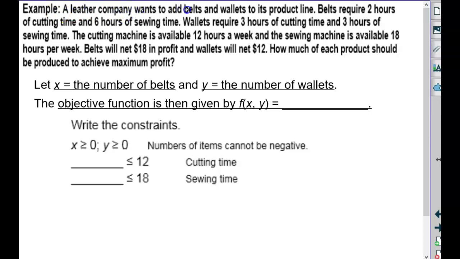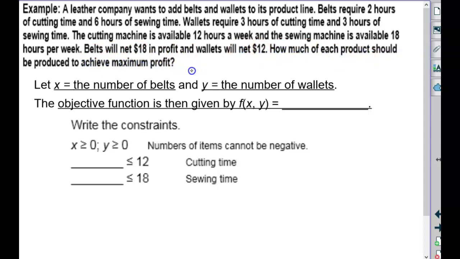A company wants to add belts and wallets to its production line. They make leather products right now. A belt requires 2 hours of cutting time and 6 hours of sewing time. Wallets require 3 hours of cutting time and 3 hours of sewing time. The cutting machine is available 12 hours a week, okay? So maybe we're using that to make some other leather product right now, but it's free 12 hours a week. And the sewing machine is available 18 hours a week. Belts would net us $18 in profit and wallets would net us $12 in profit. How much of each should we make to maximize our profits?